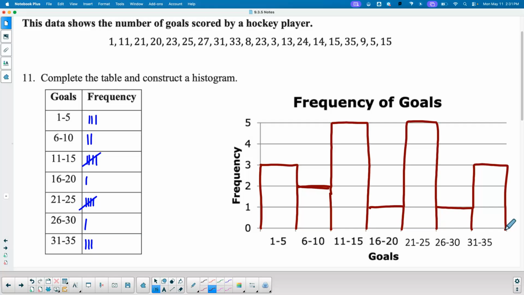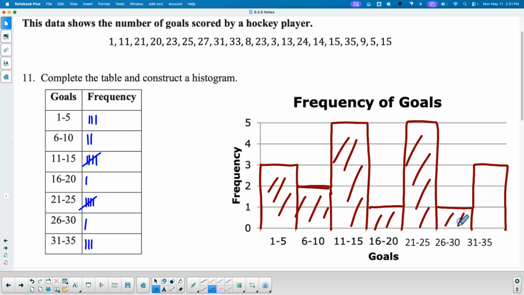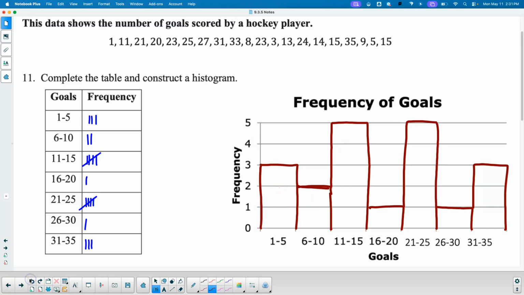Now, some people will say you can fill them in so that you can tell a little bit better. That's totally up to you, whether you do that or not. Totally, 100% up to you.